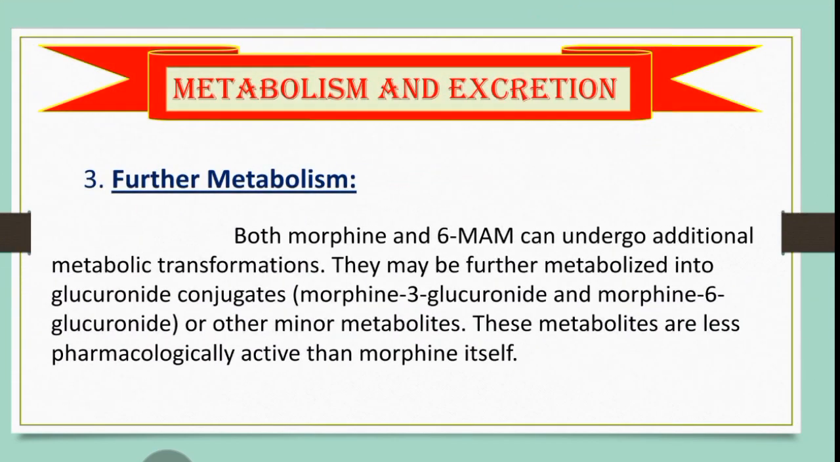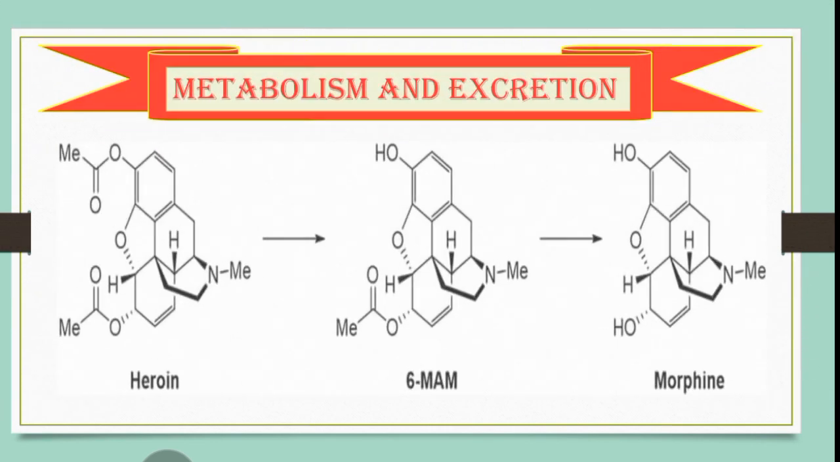Further metabolism: both morphine and 6-MAM can undergo additional metabolic transformations. They may be further metabolized into glucuronide conjugates and other minor metabolites that are responsible for the functioning of heroin and that affect our body. These metabolites are less pharmacologically active than morphine itself. This slide shows the comparison of heroin, morphine, and 6-MAM. Heroin is basically converted into two types of metabolites. First one is morphine, and then 6-MAM.